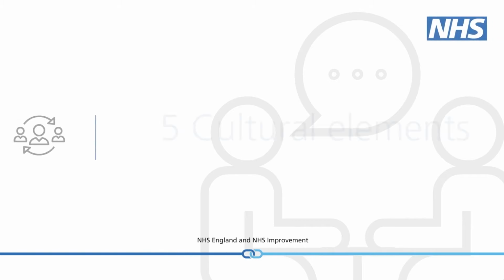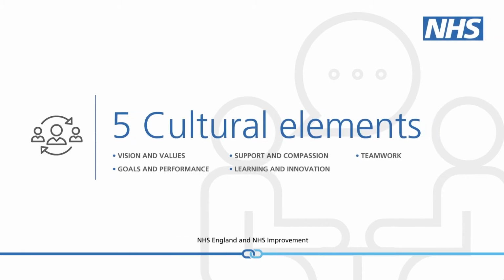The Culture and Leadership Programme Phase 1 tools look at your organisation through 5 cultural elements at all levels. The Culture and Outcomes dashboard uses metrics that are mapped against the 5 cultural elements. Most of these metrics are nationally collected and publicly available.